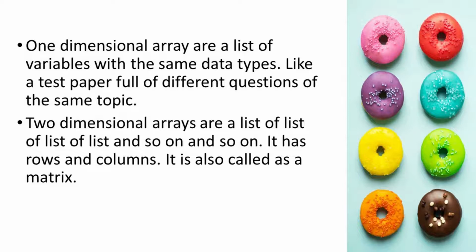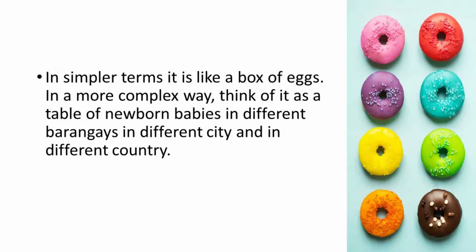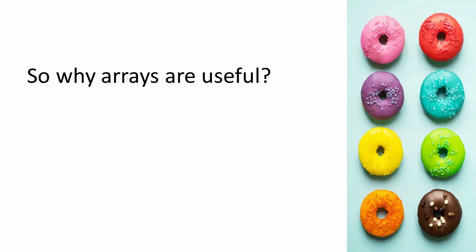It has rows and columns. It is also called a matrix. In simpler terms, it's like a box of eggs in a more complex way. Think of it as a table of newborn babies in different barangays, in different cities, and in different countries. So why are arrays useful?